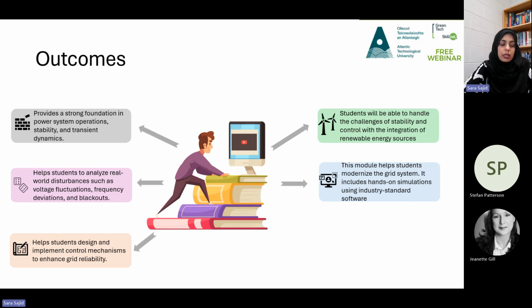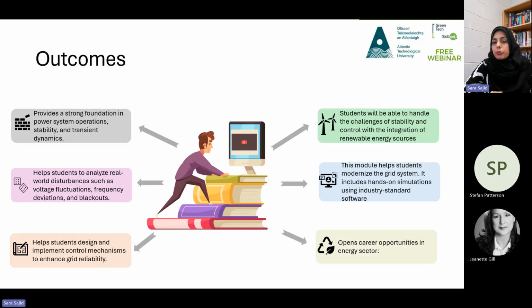It also includes hands-on simulation using industry standard software. One of the very extensive software is MATLAB, and the second software is the Electrical Transient Analyzer Program, the short form is ETAP. Both are very extensive software, especially in the fields of grid systems and power systems.